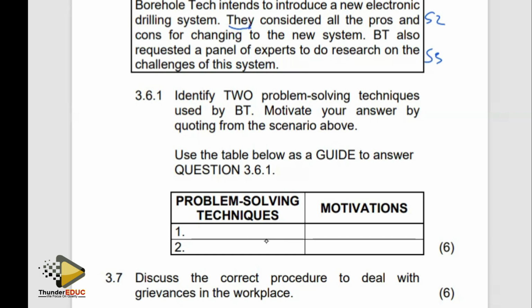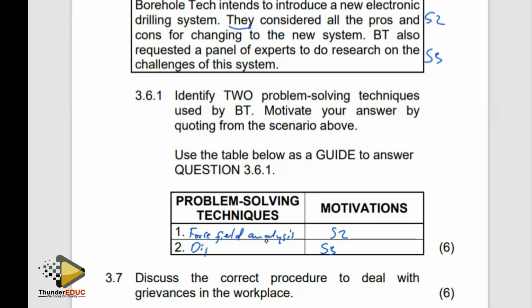This is nothing but force field analysis. This is the force field analysis approach. This is sentence 2. So now when we check sentence 3, it says BT also requested a panel of experts to do research on the challenges of this system. So also, it means that in this regard, this is going to be our Delphi technique.